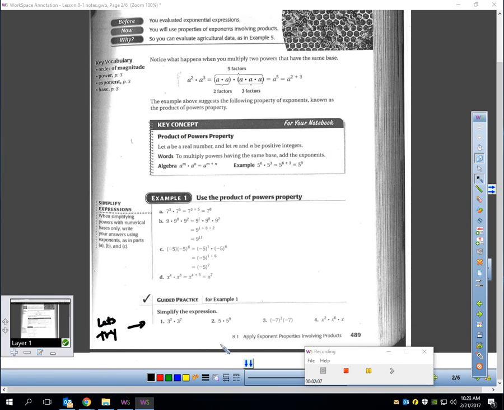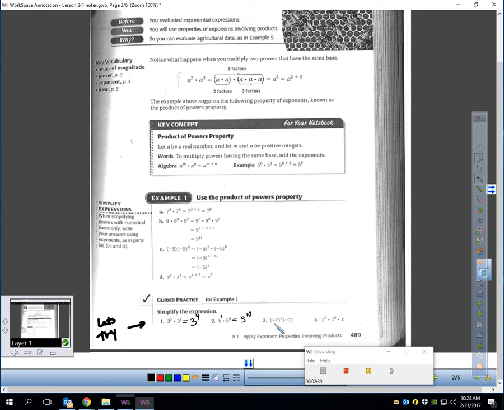Let's try a few down here. You notice on this first sample, 3 squared times 3 to the 7th. I have the same base, so this is an example of the product of powers property. I have to add the exponents. 2 and 7 added up is 9. This would equal 3 to the 9th power. Or in the second example, this is 5 to the 1st power times 5 to the 9th power. I have the same base 5, and 1 and 9 added up is 10. This would be 5 to the 10th power.